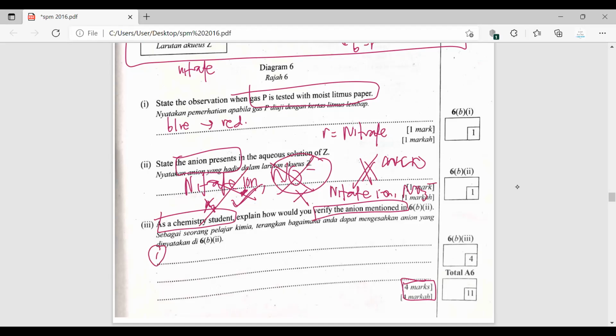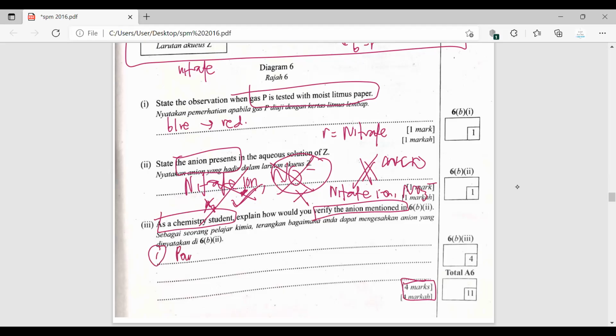So we are doing this experiment, but you didn't put any solution Z that has the nitrate ion into a test tube first. Your first step was you straight away put dilute sulfuric acid, right? So they cannot give you any marks. Many students also did that. Straight away giving the chemical test, cannot. Start with the first one.